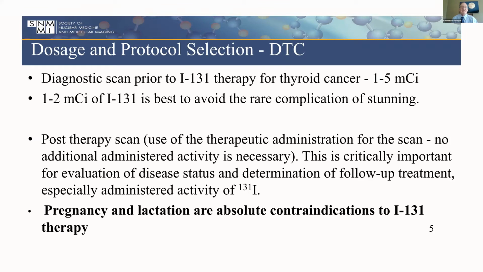So the diagnostic scan prior to I-131 therapy is listed generally in the guidelines as 1 to 5 millicuries. 1 to 2 millicuries of I-131 is best to avoid the rare complication of stunning. Stunning is rare but real. The post-therapy scan, which is using the therapeutic administration for the scan, and therefore no additional administered activity is necessary. And this is critically important for evaluation of disease status and determination of follow-up treatment, especially administered activity of I-131. And just to be sure everyone's aware, pregnancy and lactation are absolute contraindications to I-131 therapy.